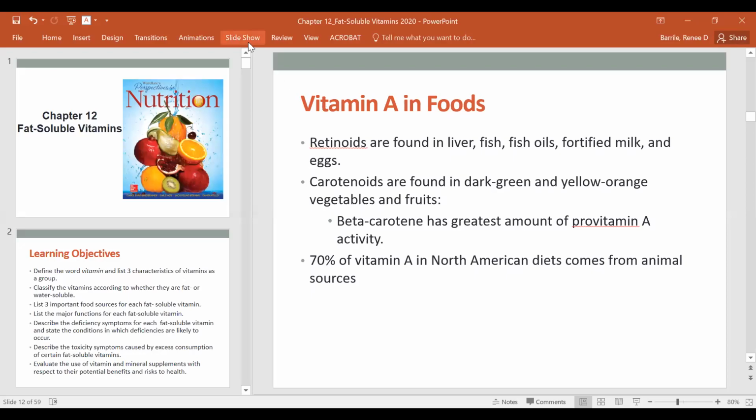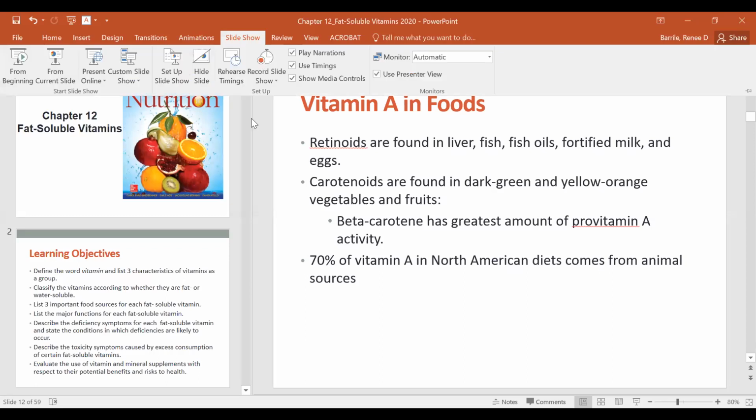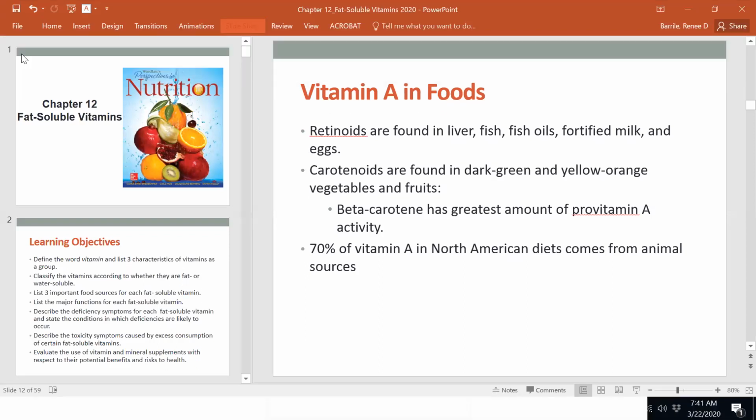Hi, everybody. Welcome to vitamins. We are going to start with the fat soluble vitamins, which goes along with chapter 12.